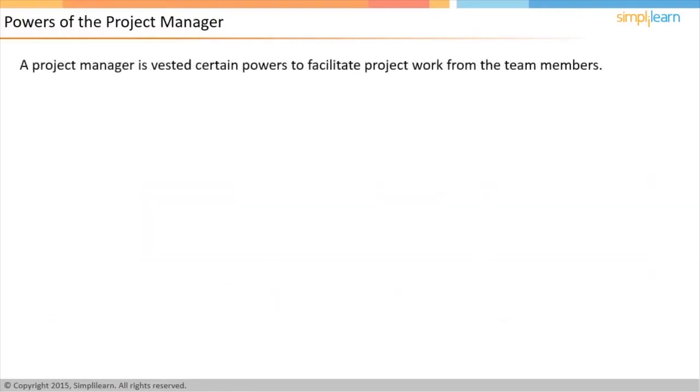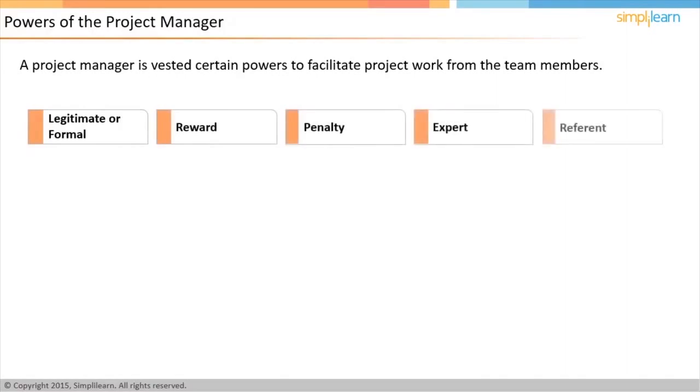One of the key responsibilities of a project manager is to get work done by the team. There are certain powers that a project manager can use to get the work done. A project manager has to use a combination of techniques to get this accomplished. Various powers of a project manager are legitimate or formal, reward, penalty, expert, and referent.